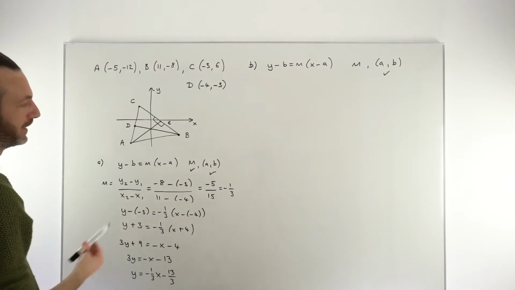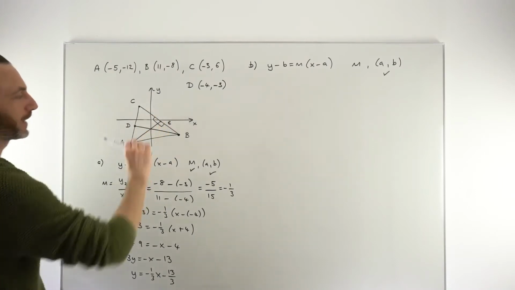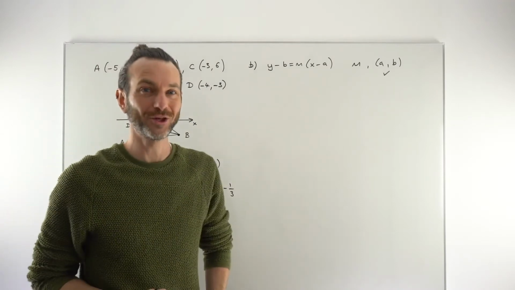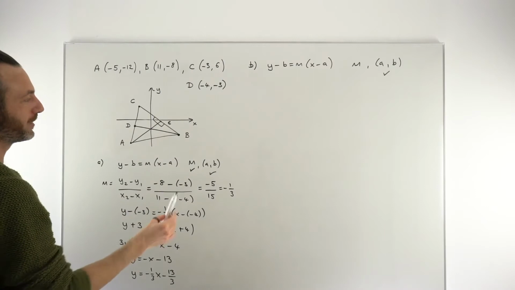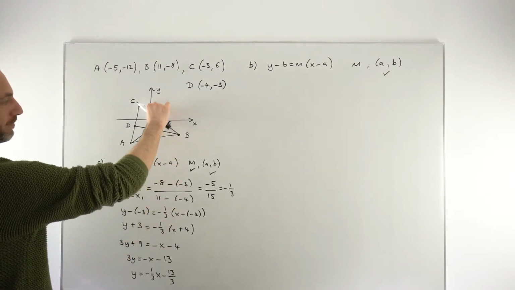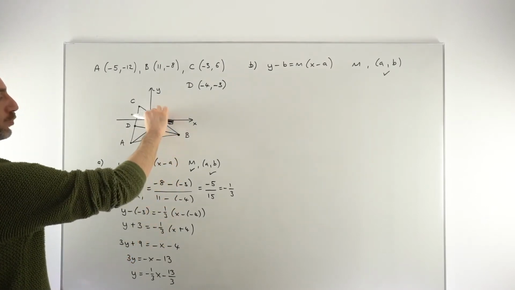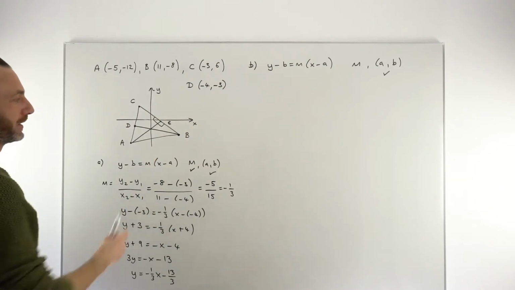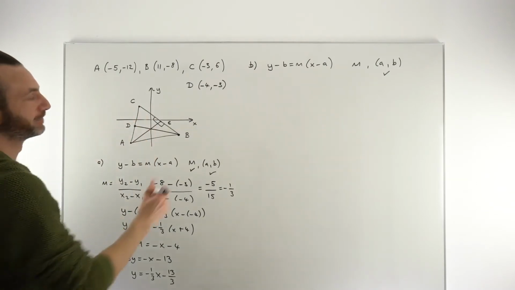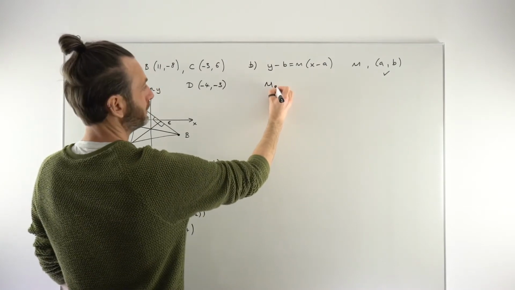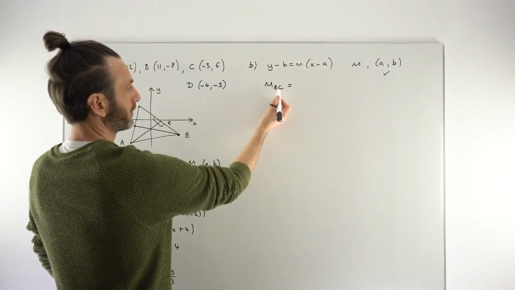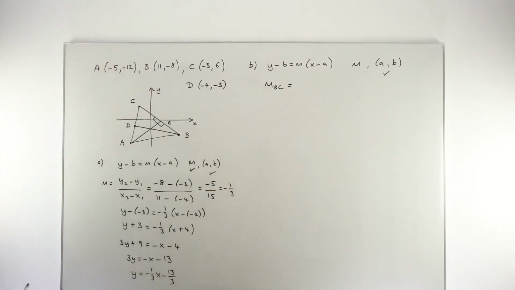So altitude means that these lines are perpendicular. They don't look especially perpendicular on my diagram, but they are by definition perpendicular. That means that we can find the gradient of B to C and then use the rule for perpendicular gradients to find the gradient of our line A to E. So let's start by doing that. So let's find the gradient of B to C, using the subscript B to C to identify the gradient of that line.